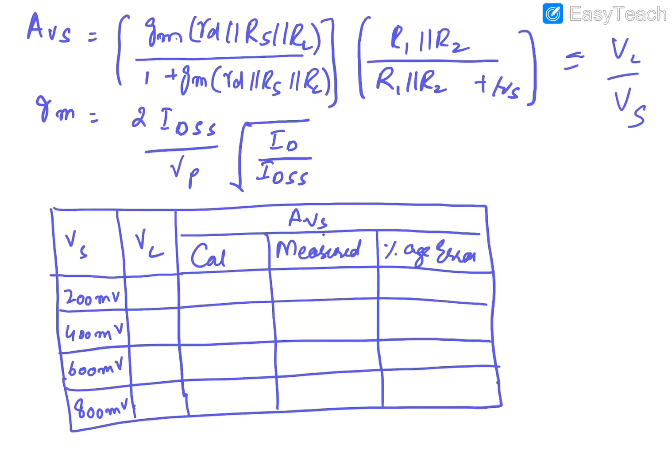So you have to implement this circuit on Multisim, and you will find the value of VL using the oscilloscope, and then you will find the gain, and you will compare this calculated value with the measured ones. So this is for experiment number 14.